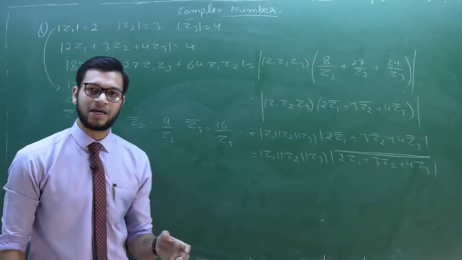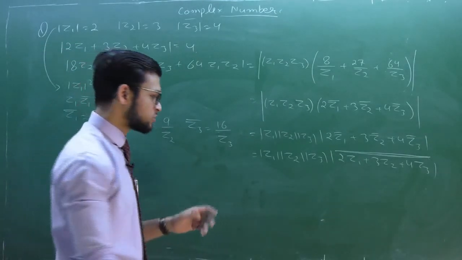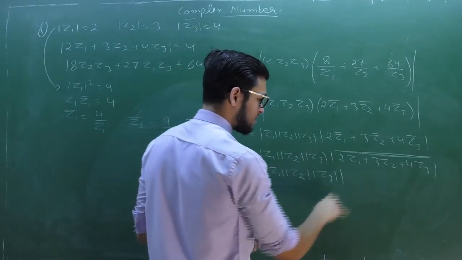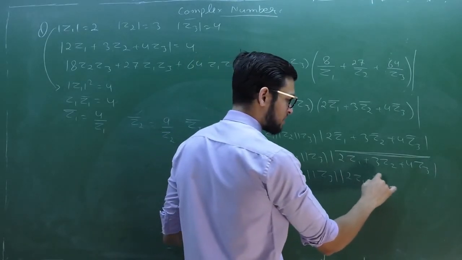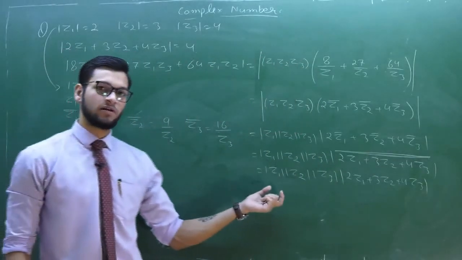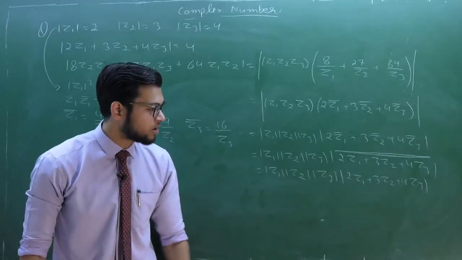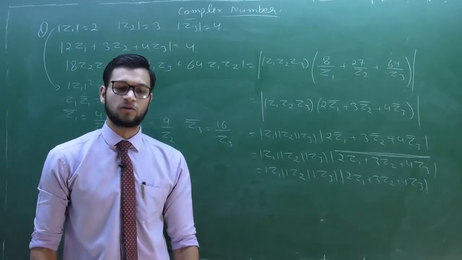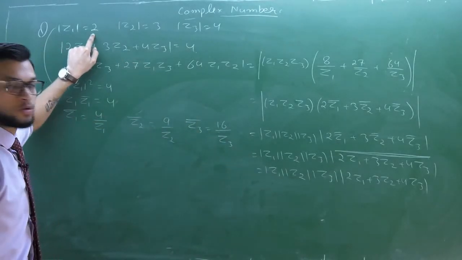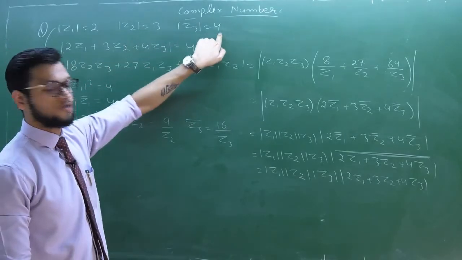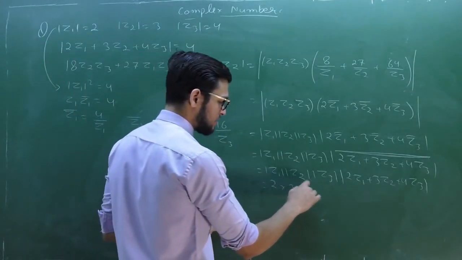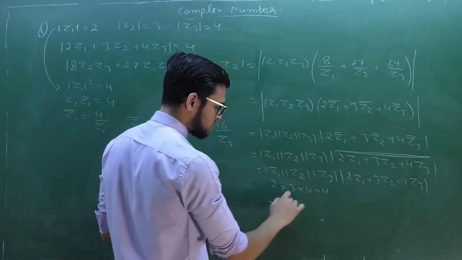Now again we all know that mod of z is equal to mod of conjugate of z. So now we can say that we have mod of z1, mod of z2, mod of z3 and multiply by mod of 2z1 plus 3z2 plus 4z3. Now if you want to calculate the values, mod of z1 is equal to 2, mod of z2 is equal to 3, mod of z3 is equal to 4, and this term is definitely equal to 4. So the answer will be 2 multiplied by 3 multiplied by 4 multiplied by 4, which is equal to 96.